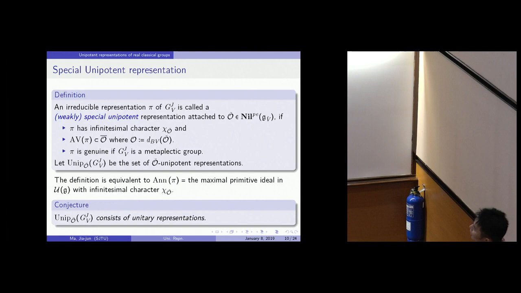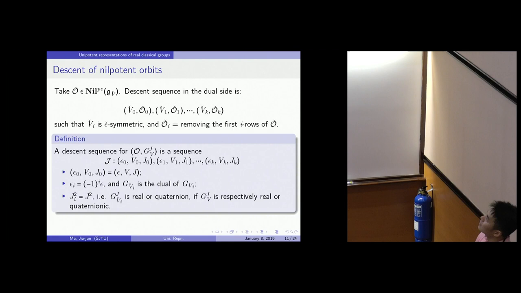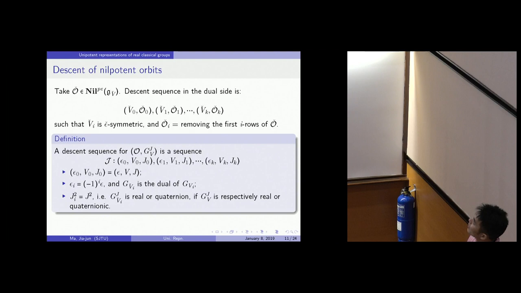Of course, the natural conjecture is that this should consist of unitary representations. How to construct elements or candidates in this set is another topic I want to discuss. This construction is based on the inductive structure of the nilpotent orbits. So let's take O check, which is a purely even orbit. Then we call a descent sequence on the dual side a sequence of spaces such that every space has the same type, either symmetric or skew-symmetric, as the original vector space V check, and each orbit O_i is given by removing the first i columns of O check.